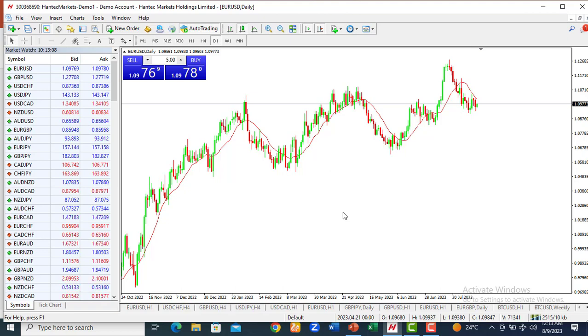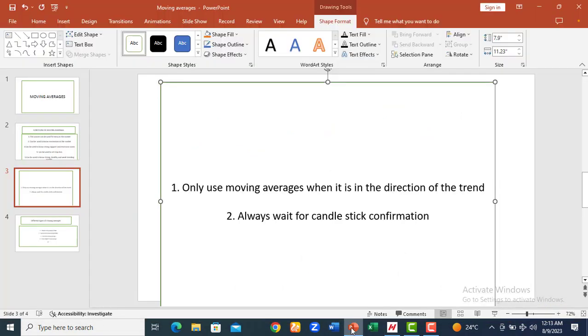market. So the market must not be in an uptrend and you are thinking of shorting the market. The market must not be in a downtrend and you're thinking of going long or going bullish for the market. It must always be in correlation with the trend. And the higher the time frame, the better. And also remember, you must wait for candlestick confirmation in whatever you do, as seen on the slide here.